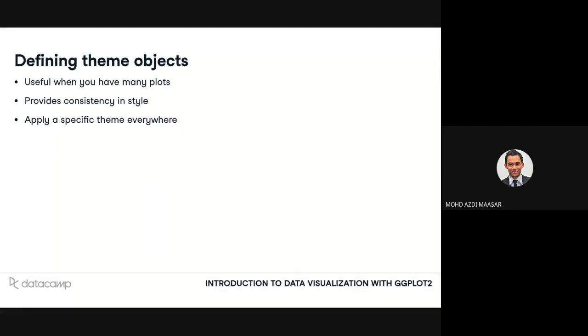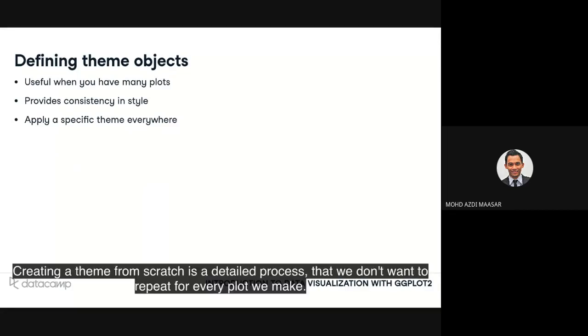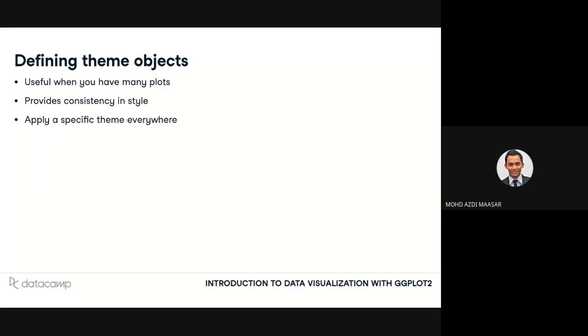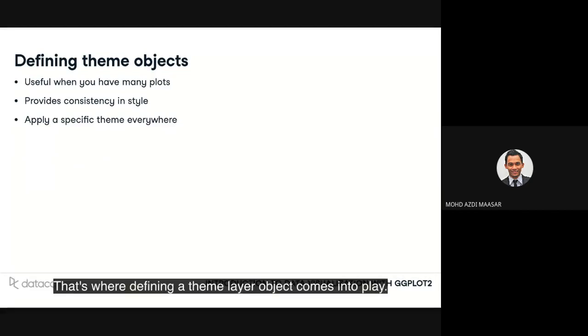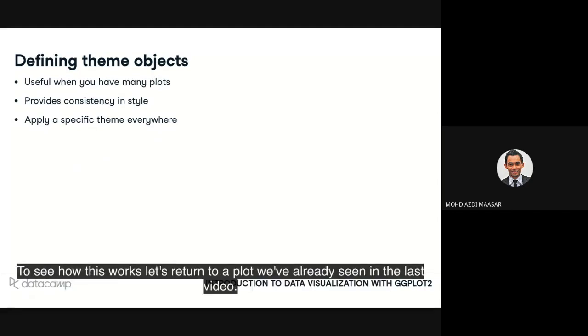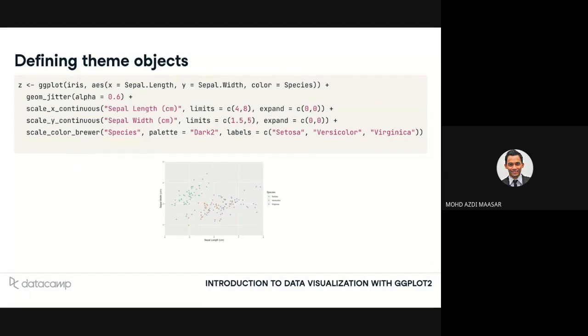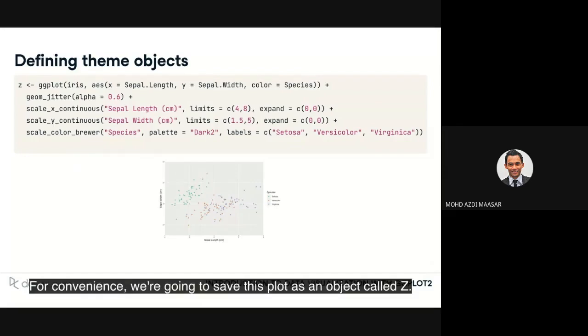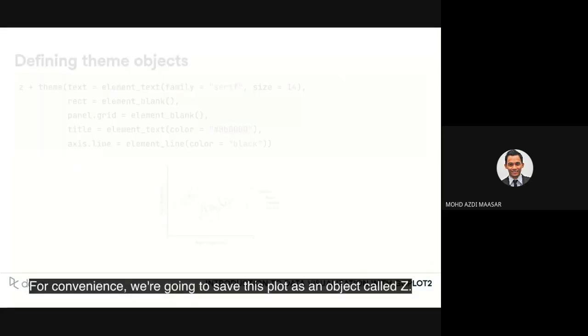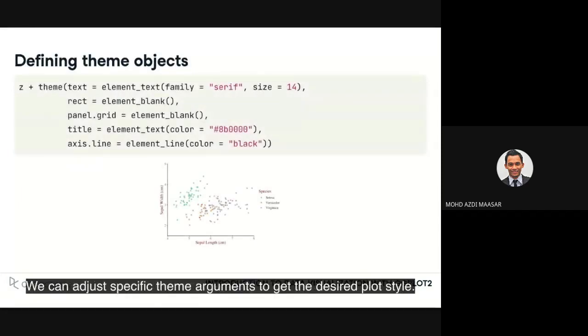Creating a theme from scratch is a detailed process that we don't want to repeat for every plot we make. That's where defining a theme layer object comes into play. To see how this works, let's return to a plot we've already seen in the last video. For convenience, we're going to save this plot as an object called z. We can adjust specific theme arguments to get the desired plot style. Here, I've changed the font family, size, and title color.